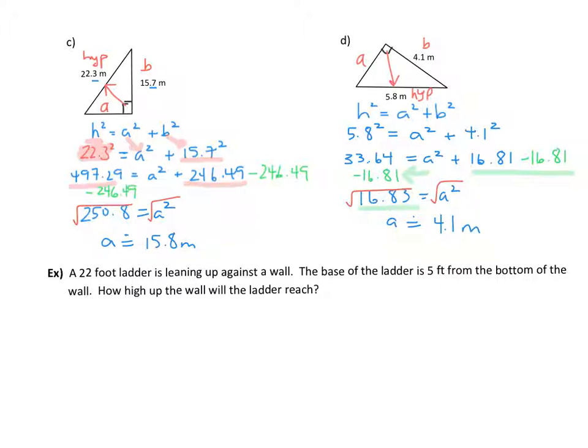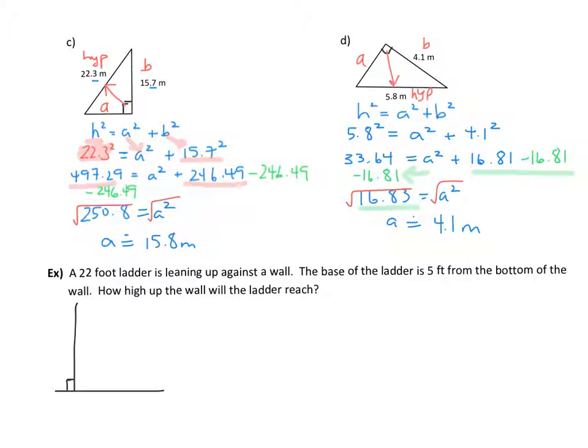All right, here we have a word problem. A 22-foot ladder is leaning up against the wall. So you've got a wall. Let me actually use the pen tool. There we go. Sorry about that. We have the wall and we have the ground. Okay, so here's my building, making a right angle hopefully with the ground.